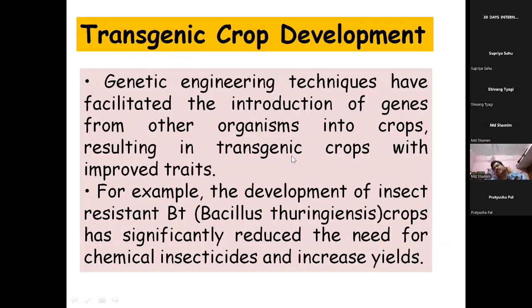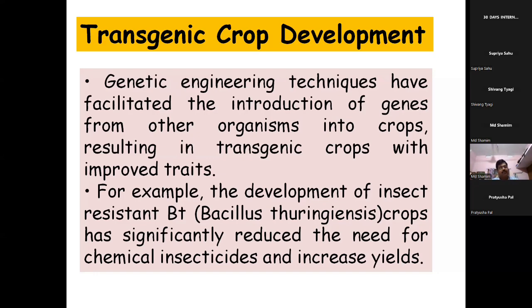So the next method is transgenic crop improvement. We know transgenics are crop plants that have a foreign gene in their genome, meaning stable integration of the gene. Genetic engineering techniques have facilitated the introduction of genes from other organisms into crops, resulting in transgenic crops with improved traits. For example, the development of insect resistance by Bacillus thuringiensis crop, Bt cotton. In India, only one variety, Bt cotton, has been commercially approved for the production of cotton.